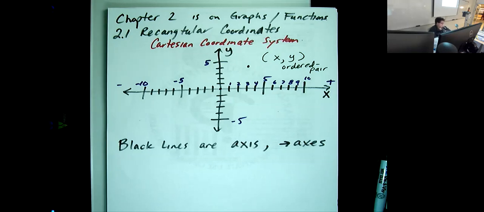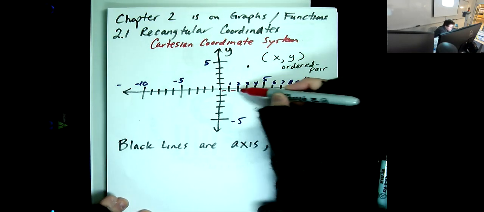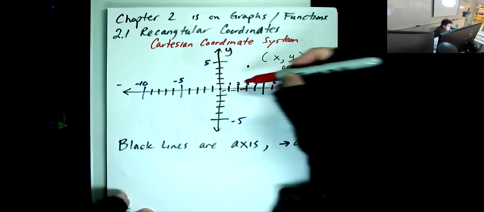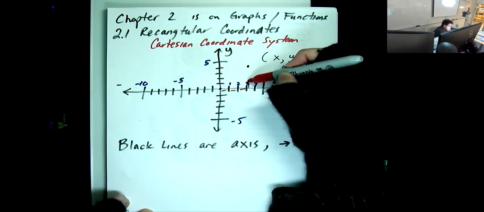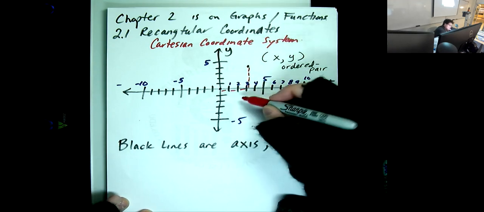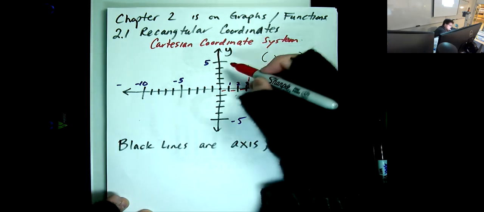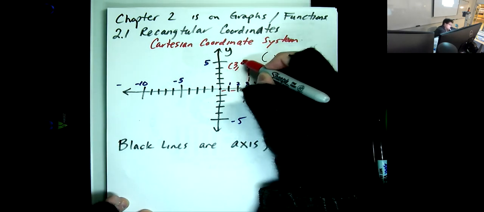So what we do is we look along the x-axis and figure out how far left or right this dot is. It looks like it's 1, 2, 3 dots to the right, and 1, 2, 3, 4 up. So my X is 3 and my Y is 4 there. This point is (3, 4).